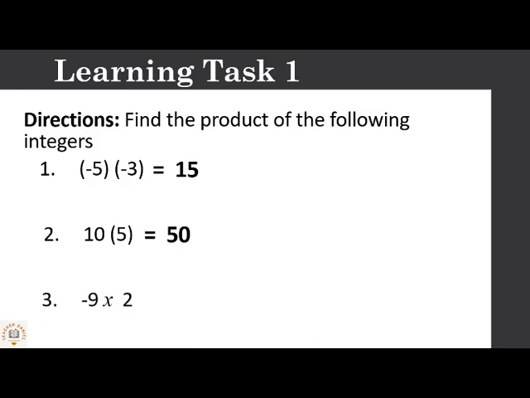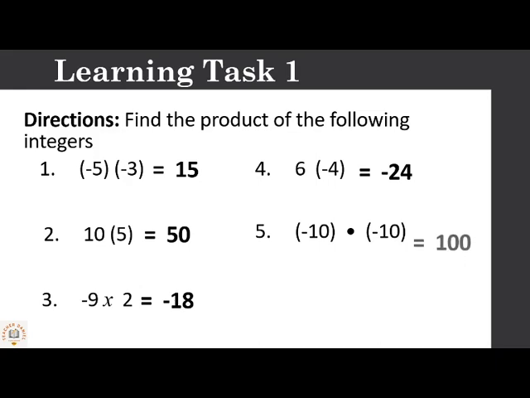Number 3, negative 9 times positive 2. Correct. The answer is negative 18. Number 4, positive 6 times negative 4. Correct. The answer is negative 24. And last, negative 10 times negative 10. Very good. The answer is positive 100.